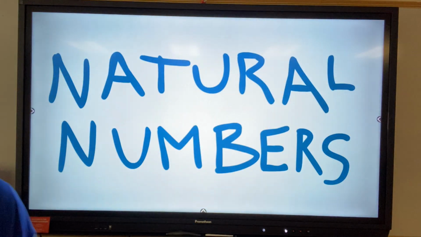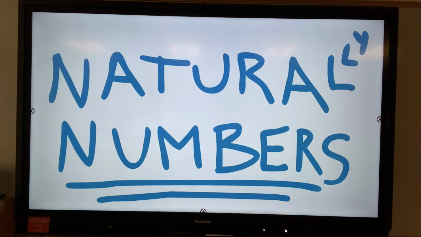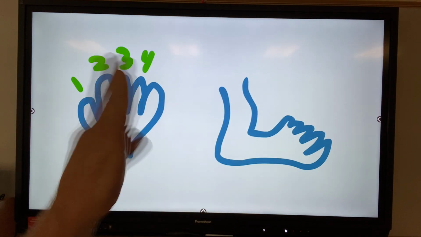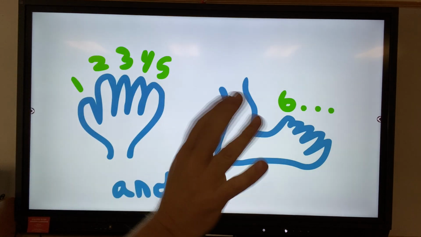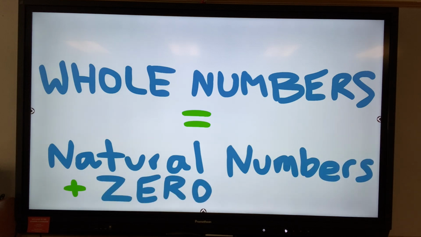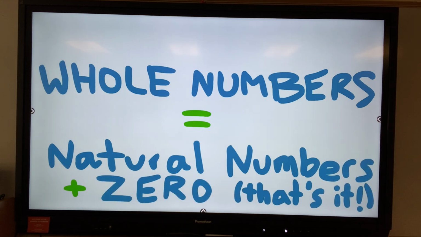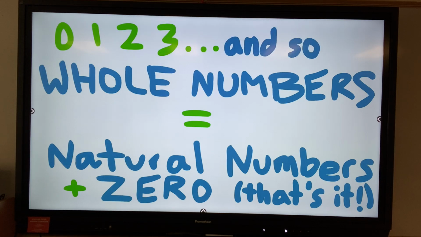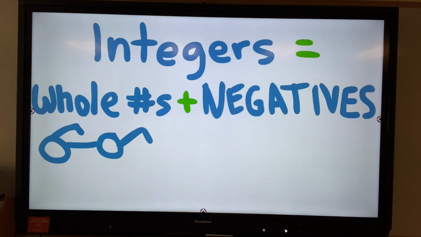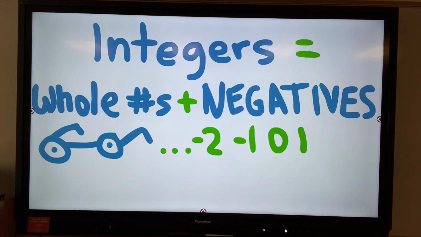Natural numbers are naturally numbers you count on your hands and your feet. 1, 2, 3, 4, 5, 6, and so on. All numbers are natural numbers plus 0. That's the only difference. Oh, 0, 1, 2, 3, and so on. Integers are whole numbers plus negatives. They look a little bit like this. -2, -1, 0, 1, and so on.